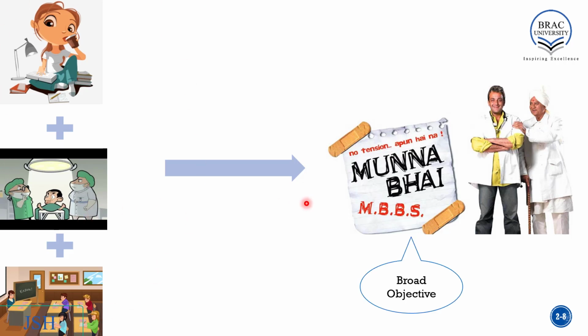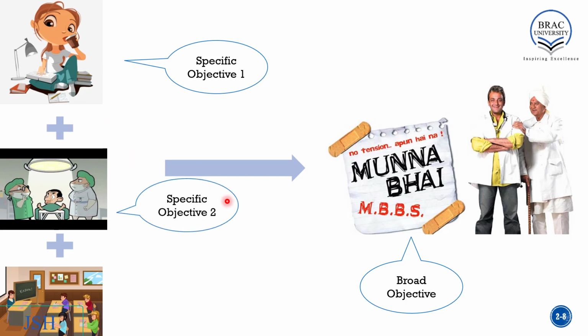On the right hand side, I have my broad objective, which is becoming a doctor. Now, in order to become a doctor, I need to study harder, which is my specific objective number one, or small task number one. In addition to that, I have to perform small surgeries, which is my specific objective number two, or small task number two. And finally, I have to take a final exam, which is my specific objective number three. So once I fulfill all of these three specific objectives, I can successfully say that my broad objective has been achieved. So I guess it's a bit clear now.